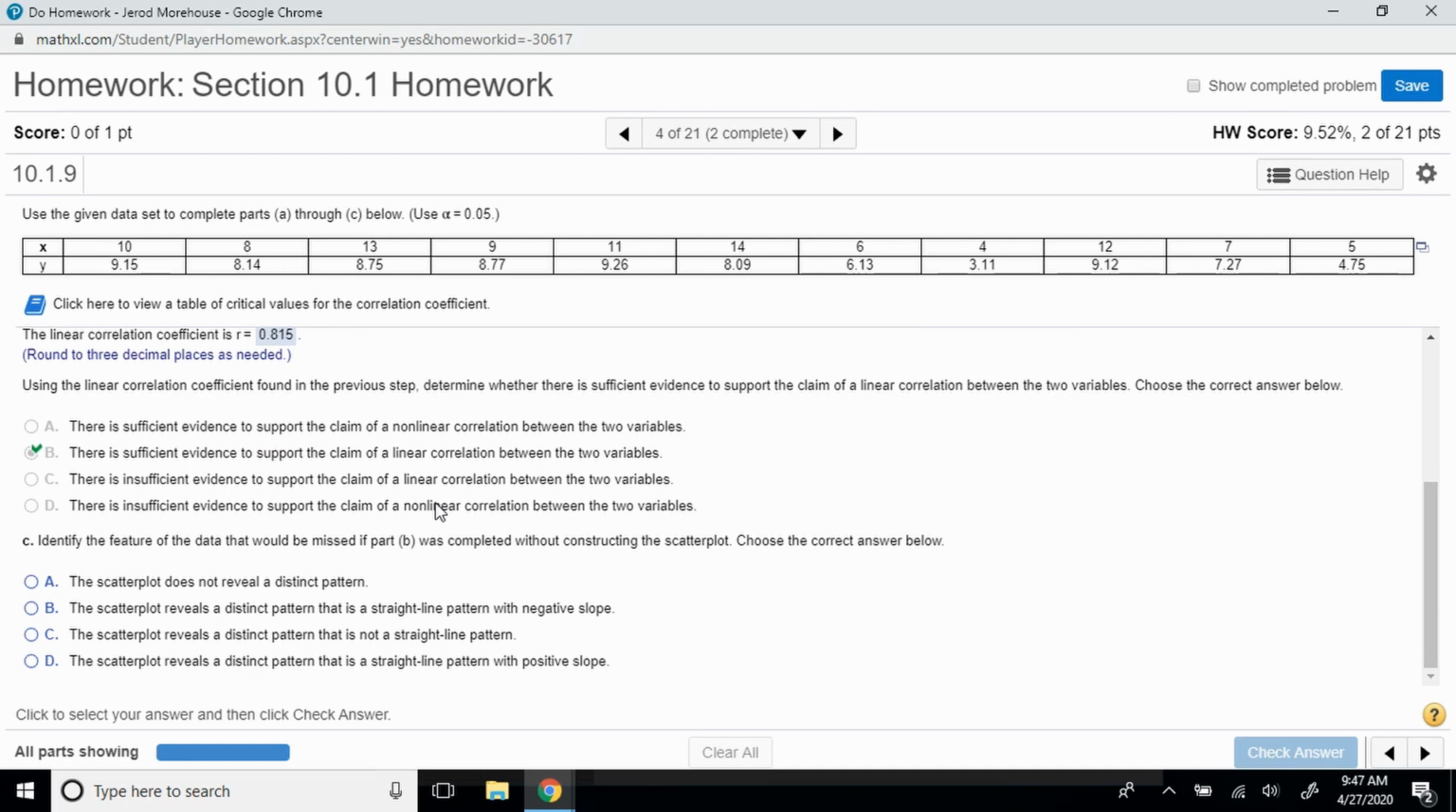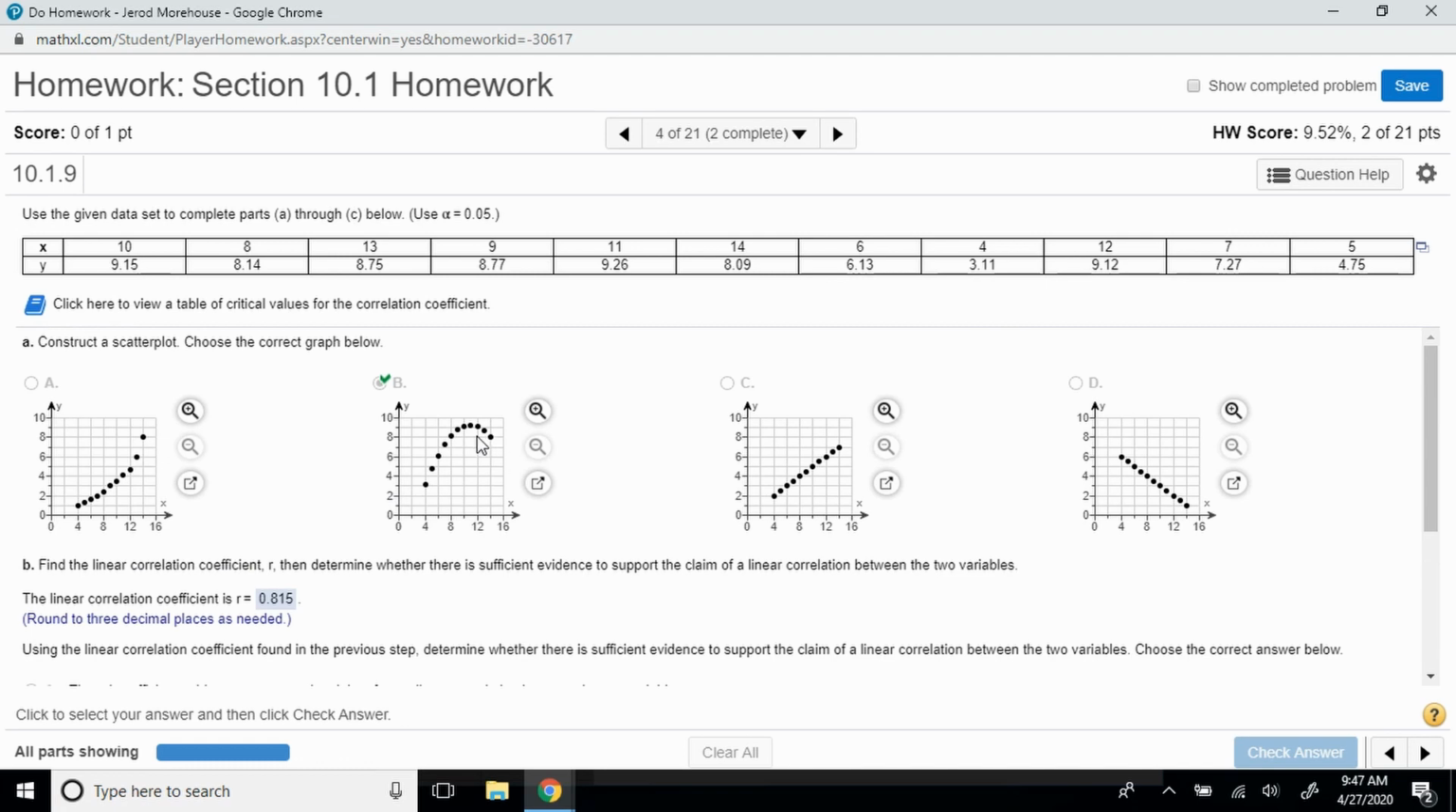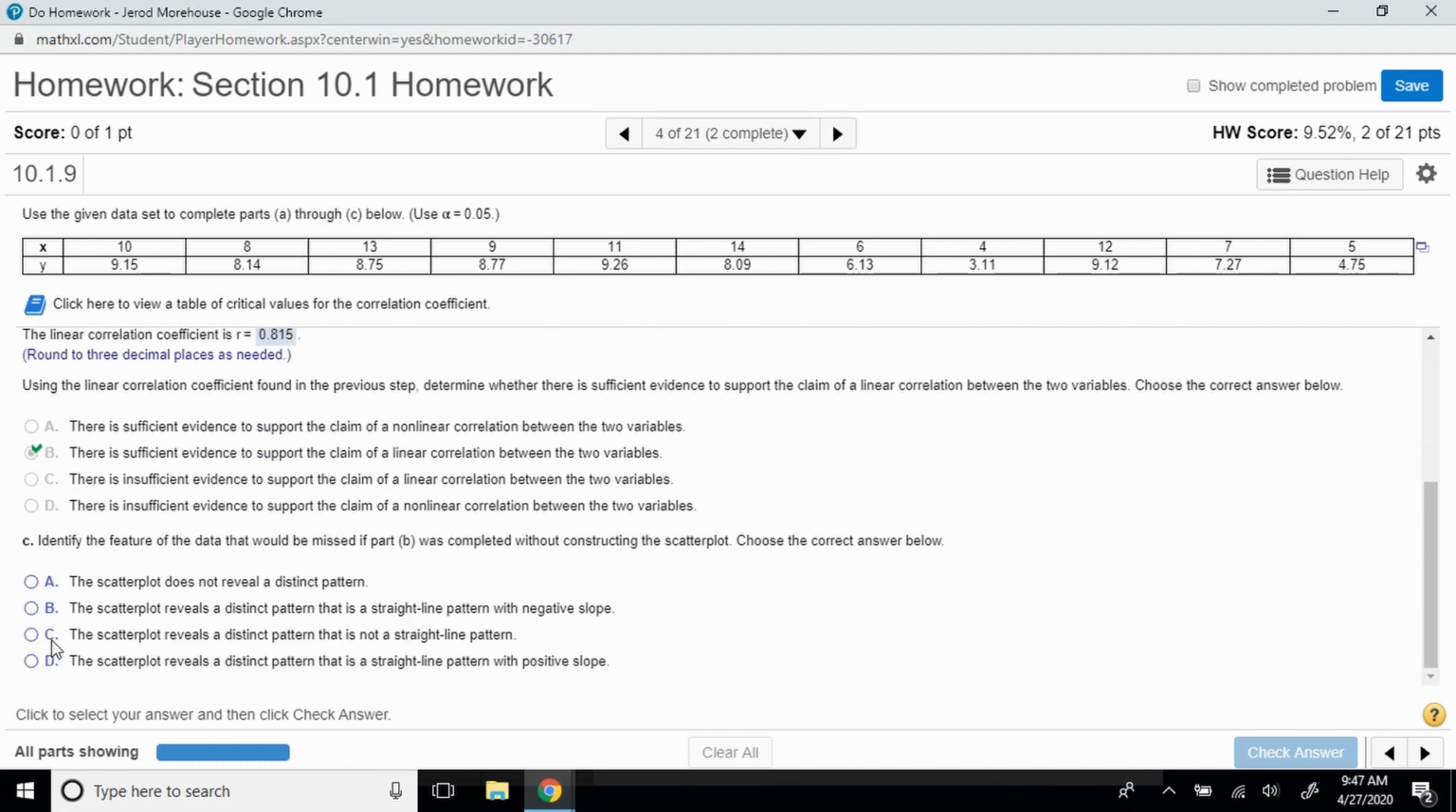Now, last part. Identify the feature of the data that would be missed if part B was completed without looking at the scatter plot. Choose the correct answer below. The scatter plot reveals, or does not reveal, a distinct pattern. The scatter plot reveals a distinct pattern that is a straight line with negative slope. Well, that's not true. The scatter plot reveals a distinct pattern that is not a straight line pattern. The scatter plot reveals a distinct pattern that is a straight line. Well, looking back up at the scatter plot, we can see this is clearly a curved pattern. So the answer is going to be C.